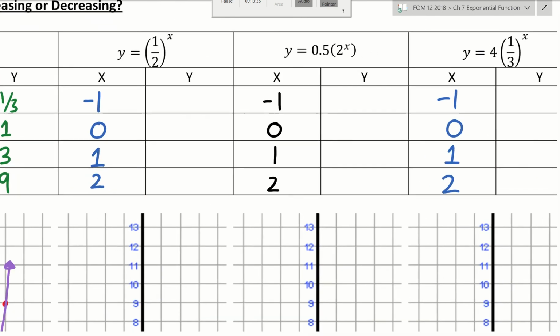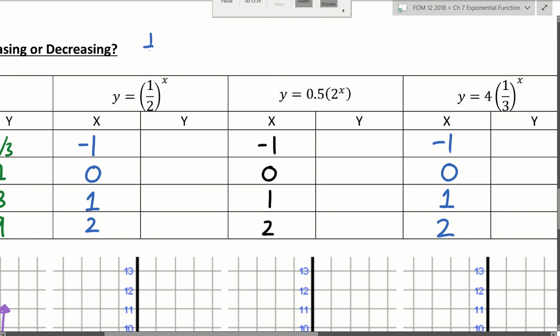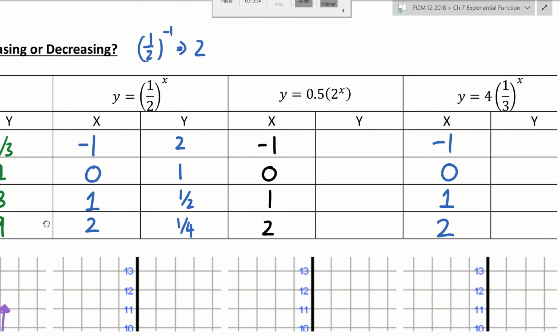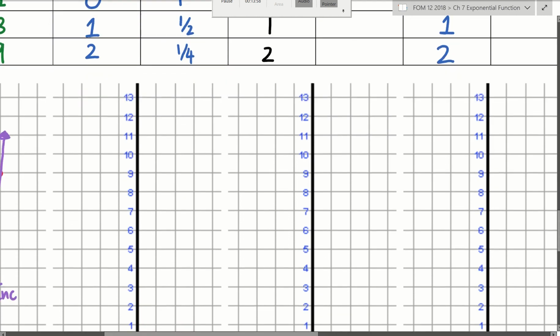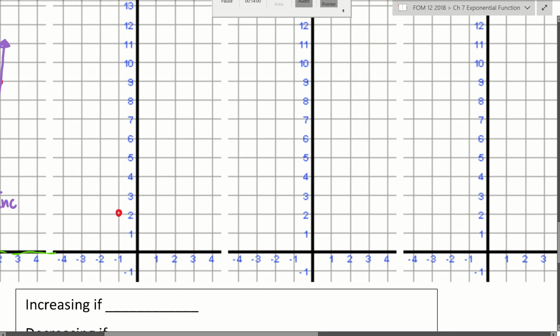Again, I will do these numbers rather quickly. So 1/2 to the power of -1, which flips it over, it becomes a 2. 1/2 to the power of 0 is 1. 1/2 to the power of 1 is 1/2. 1/2 to the power of 2 is 1/4. So again, these are data points. -1, 2, for example, is right here. And then we plot the rest.